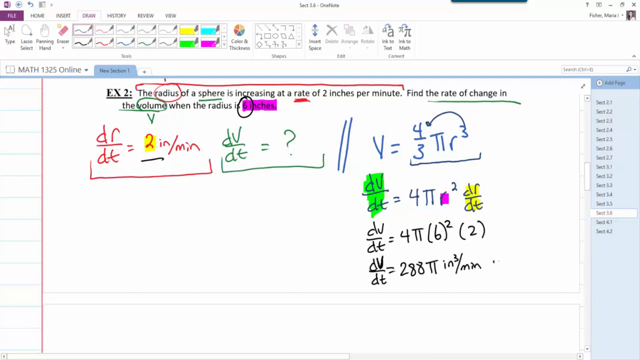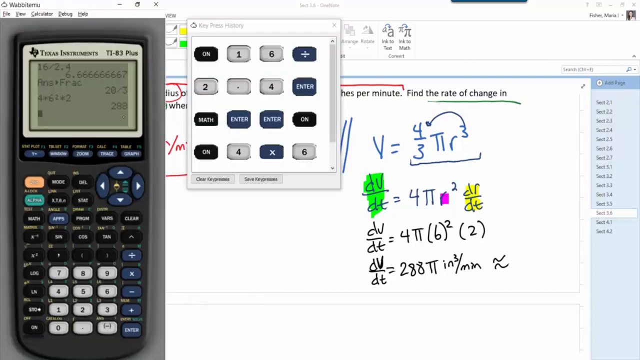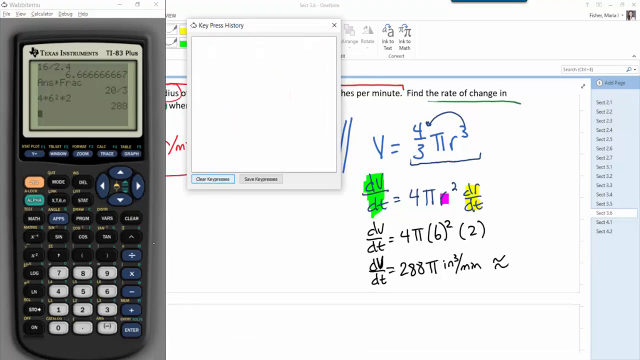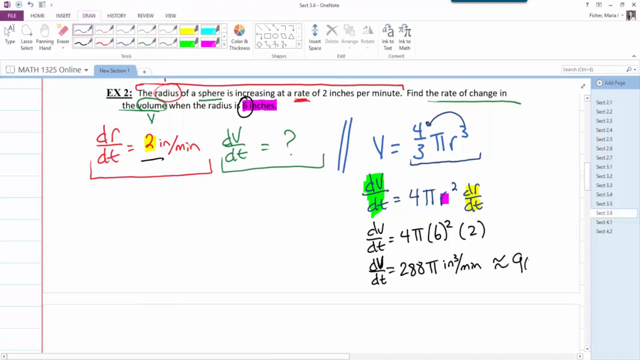Or if we want this as a decimal, we would just take 288 and multiply it by pi, which is right there beneath that clear button. And then we end up with, to one decimal place, 904.8. So it would be approximately 904.8 inches cubed per minute.